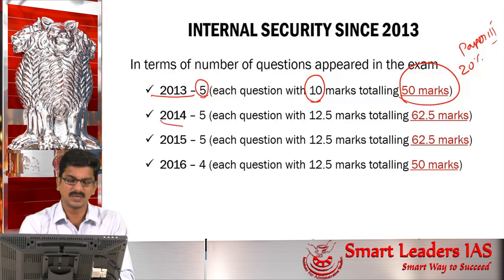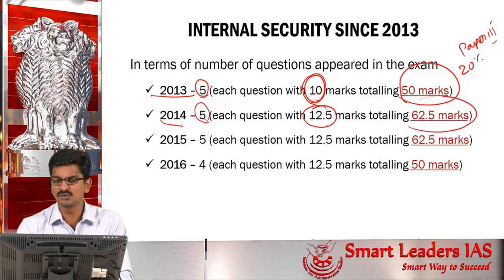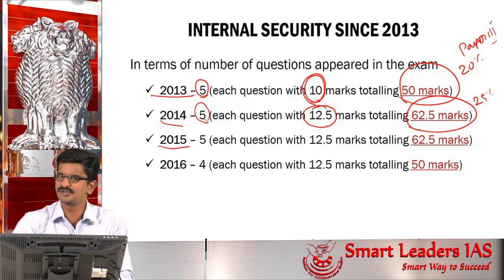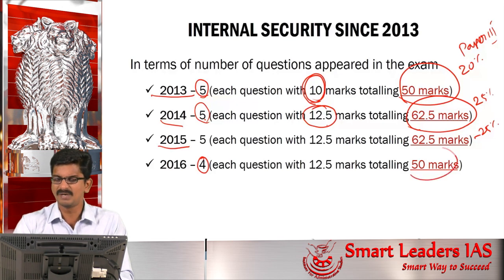In 2014, once again there were 5 questions, but as you all know, after 2013, each question was rewarded not with 10 marks, but with a total of 12.5 marks. So 5 questions with 12.5 marks each amounts to 62.5 marks, which is 25% of paper 3 marks. This trend was followed in 2015 also, 25% marks. Last year there were only 4 questions, totaling 50 marks, going back to 20%.